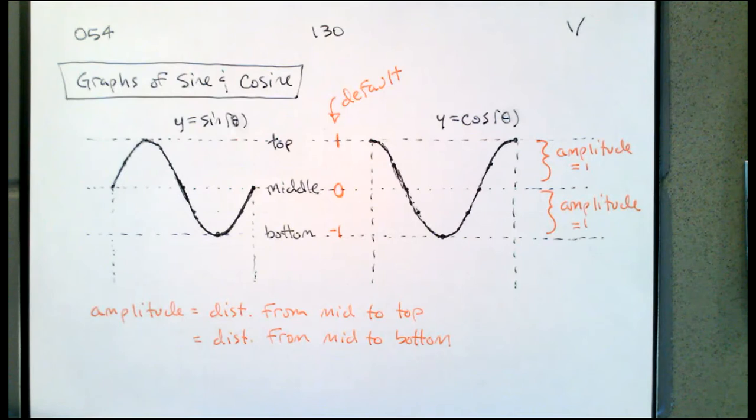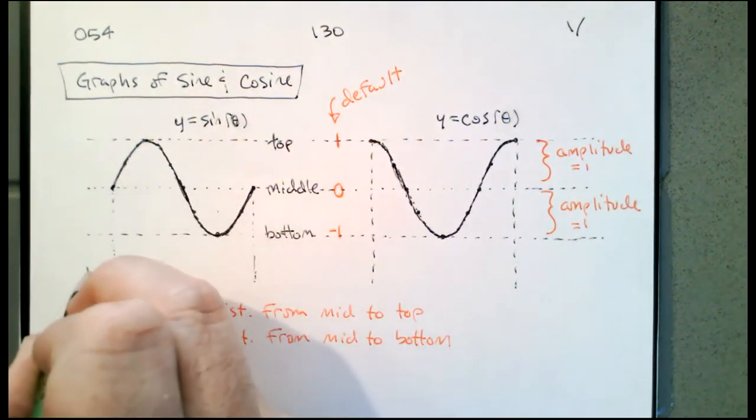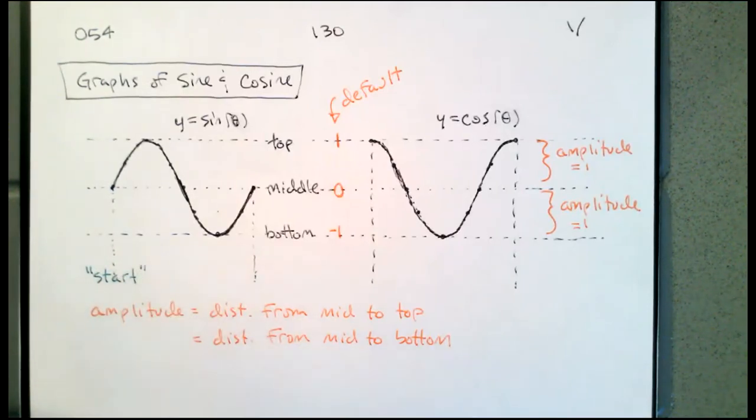Now, these graphs go on forever to the left and right. Each of these pictures is just one cycle of each of these functions. Either way, I'm going to refer to 5 important points horizontally. I'm going to refer to this point on sine as the start, and I'm going to put it in quotes so that we recognize that there's no beginning and no end.